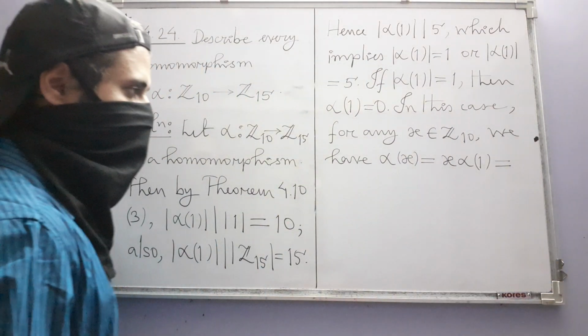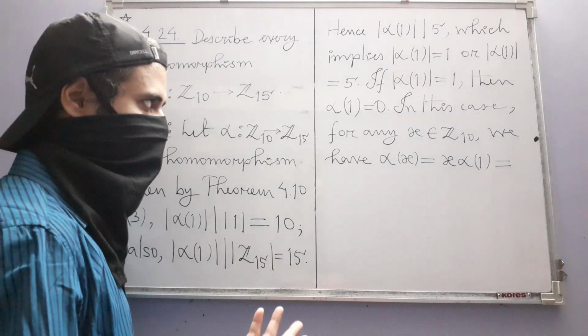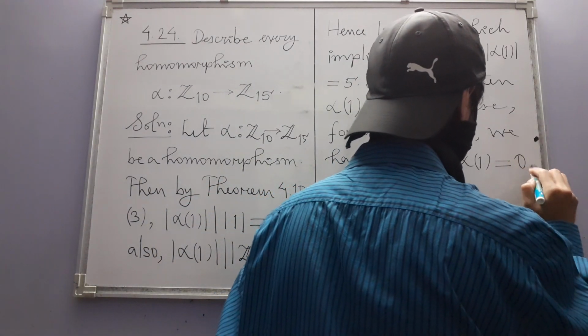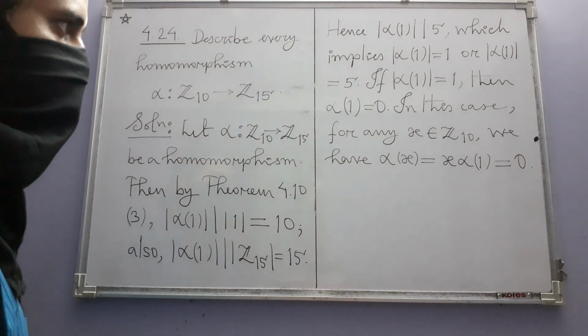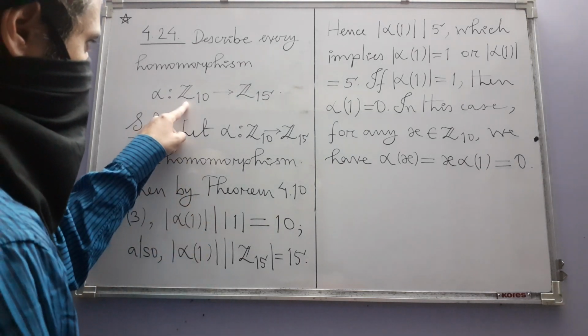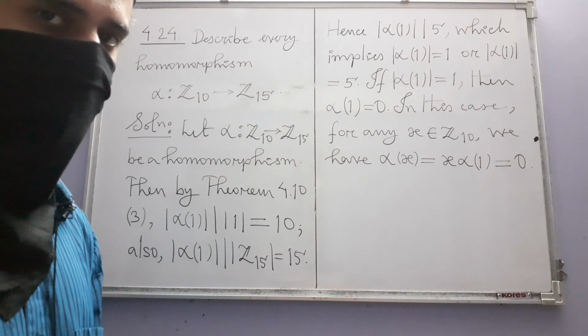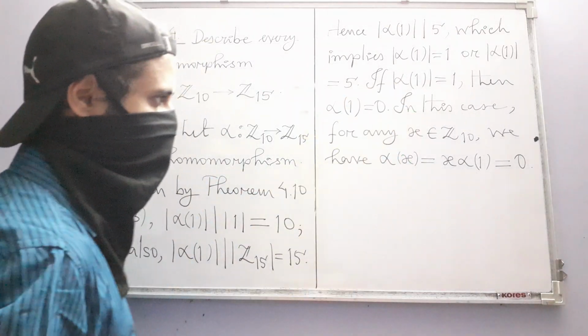But now alpha of 1 is nothing but 0. So if you add x times 0, the 0 means the 0 element here. So you just simply get 0. So in this case, we get that homomorphism which maps all the elements of Z10 onto the 0 element of the second group. So this happens when this condition is true.